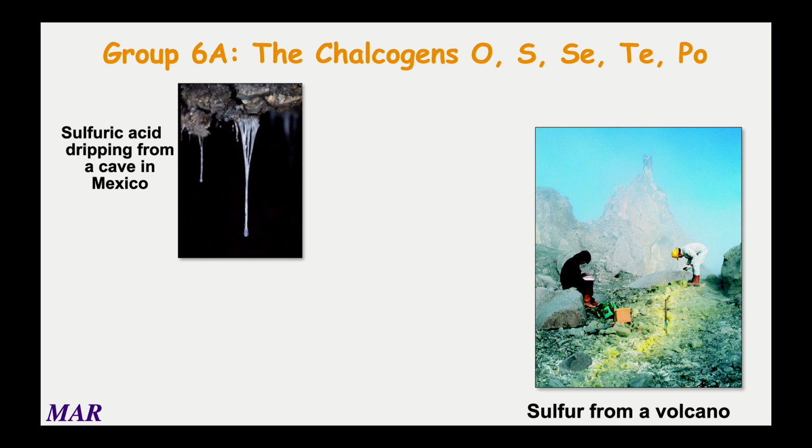Sulfuric acid, of course, is a big industrial chemical, sulfur in volcanoes. Tellurium, polonium, not as used and stuff, but also pretty interesting stuff. So it's a cool thing. We'll do a lot, of course, with oxygen and sulfur and a little bit with selenium.